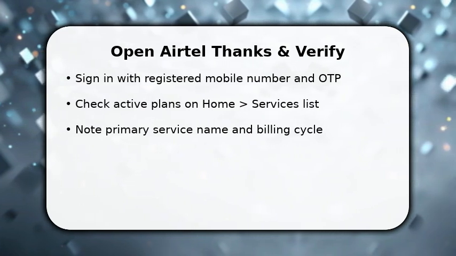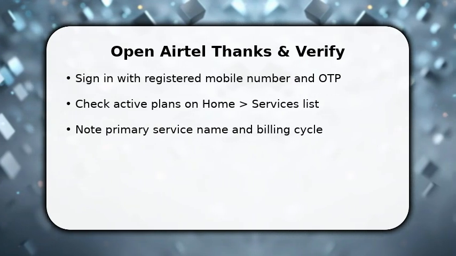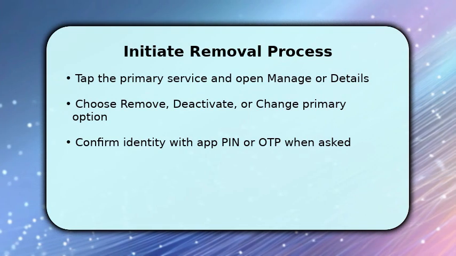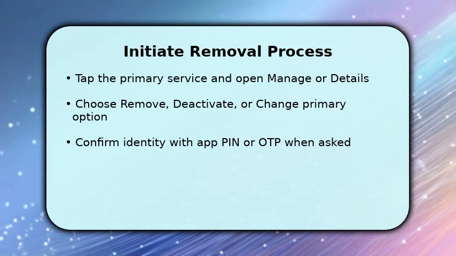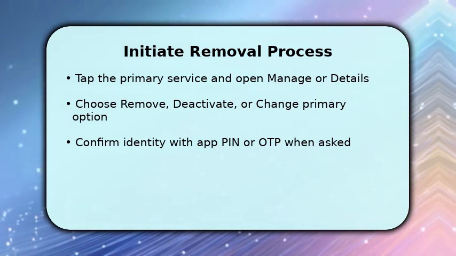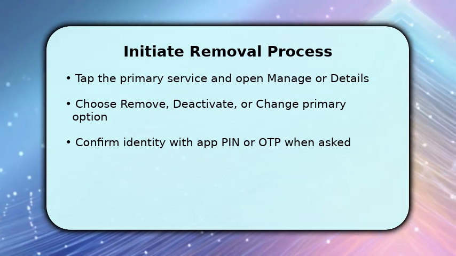If you have linked add-ons or auto-renew, disable them now so removal proceeds cleanly without unexpected charges. Once done, tap the primary service to open its Manage or Details screen and look for the Remove, Deactivate, or Change primary option. The label varies by app version. Select Remove and follow on-screen prompts.